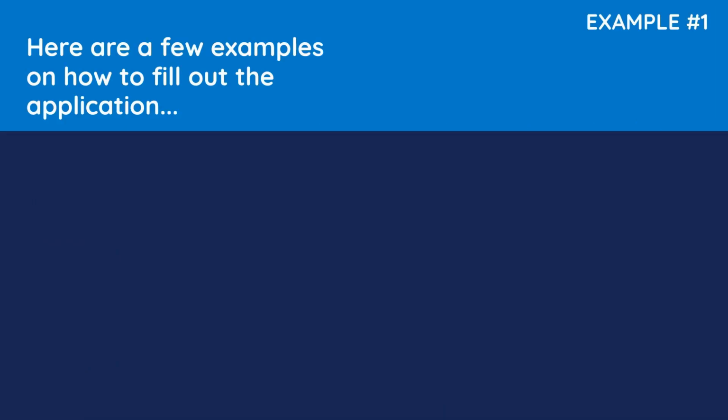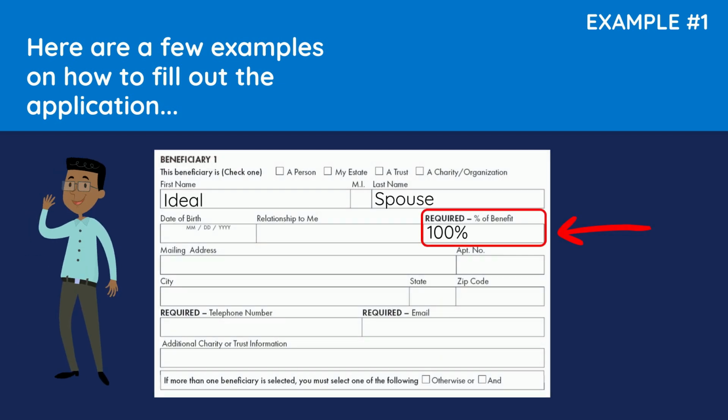Here are a few examples on how to fill out the beneficiary sections. If you're only listing one beneficiary, then you will fill in their information and put 100% in the required % of benefit field. This means this one person receives the full benefit.